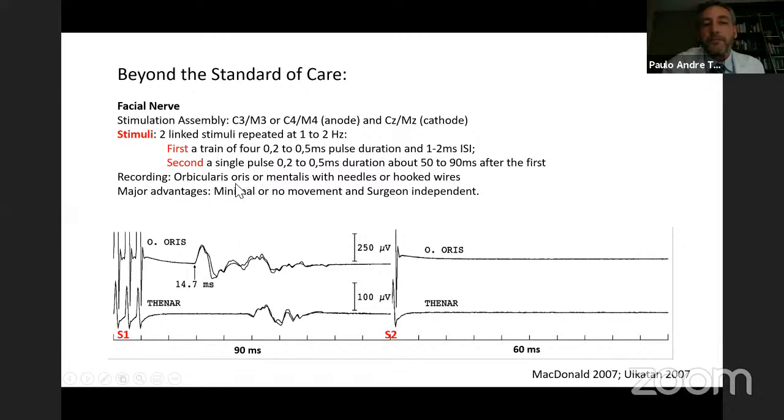Recording orbicularis oris or mentalis with needles or hooked wires is much better being done with Teflon coated needles or monopolar coated needles or hooked wires, because we avoid the crosstalk between other muscles. The major advantage is minimal or no movement and being surgeon independent.